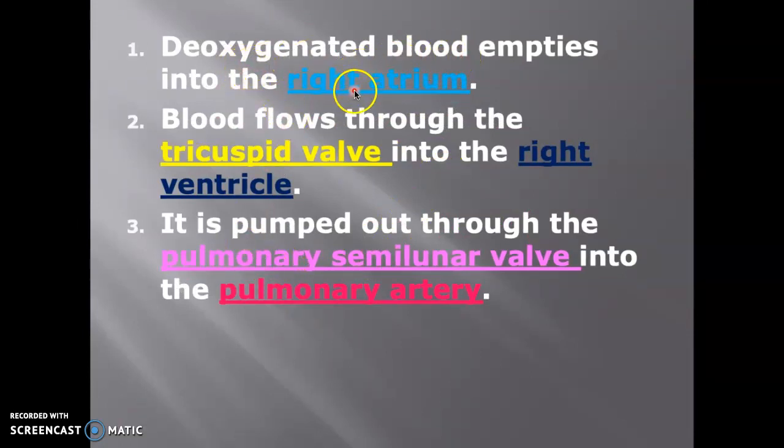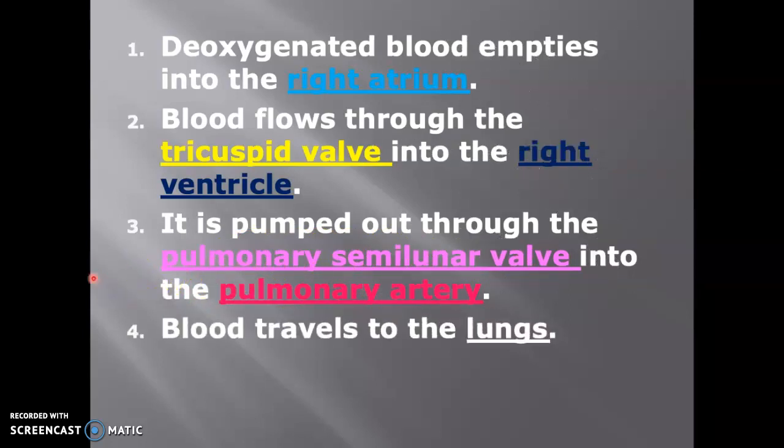deoxygenated blood empties into the right atrium. Blood then flows through the tricuspid valve into the right ventricle. From there, it is pumped out through the pulmonary semilunar valve into the pulmonary artery. Well, because this is pulmonary artery, blood travels to the lungs. The fact that this is in white, it is still an underline, but the fact that this is in white means that you are not going to have anything to color on the coloring sheet, but that still is a fill in the blank that you are going to need to know.